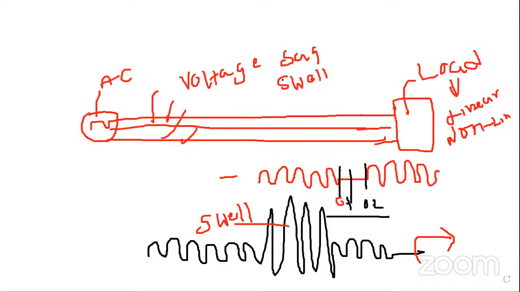Sag will occur due to faults, whether symmetrical or unsymmetrical faults, and it will affect us. It will have an impact on the load side, the customer side. So how will we rectify the problem?